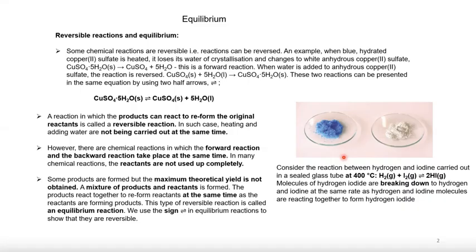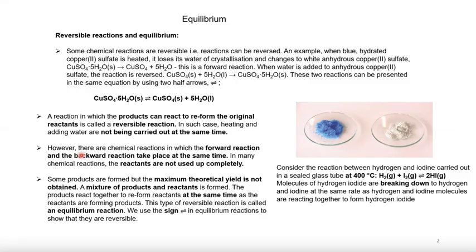Let's see, there's a picture here. This is copper sulfate with 5 molecules of water. And when we dehydrate it, it is also copper sulfate, but it has no water molecules in it. It can react to reform the original reactant. We call this the reverse reaction. In this instance, heating and adding water are not being carried out at the same time.